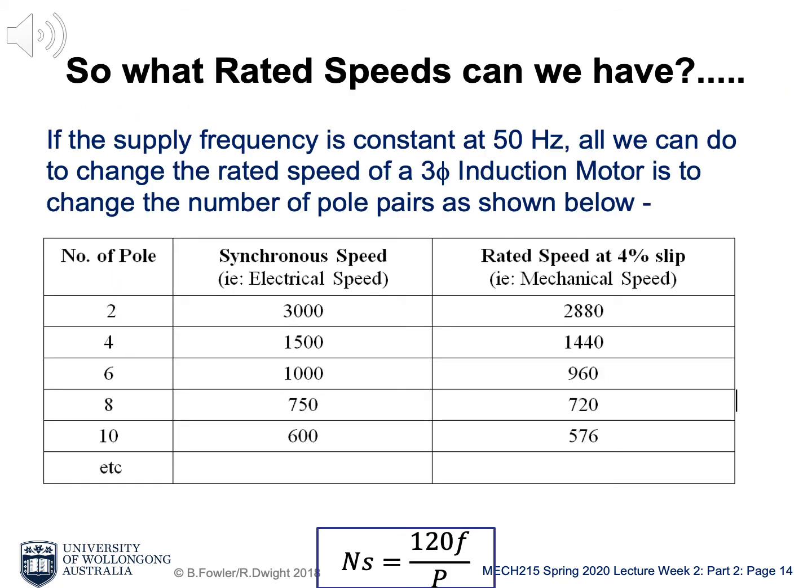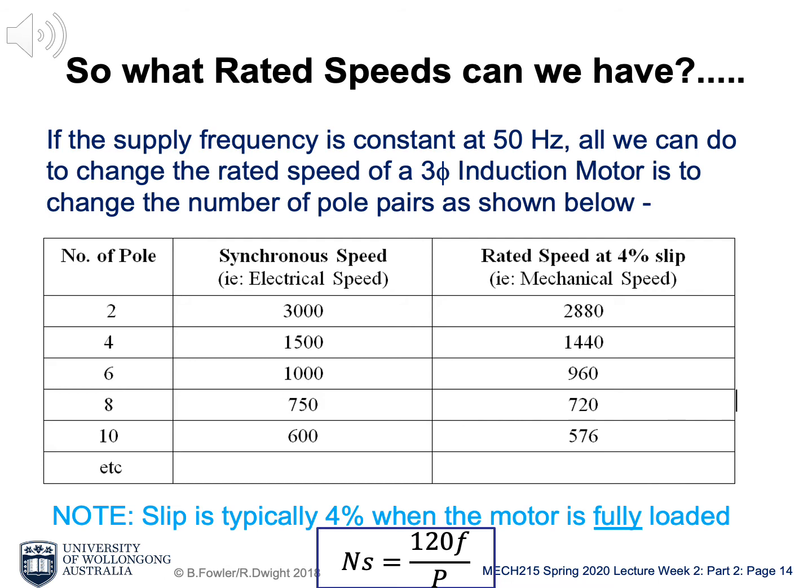From the formula, Ns equals 120 F over P. F is 50 Hertz in Australia, and the number of poles can be 2, 4, 6, 8. We can then come up with the normalized nominal speed in the catalog. The synchronous speed can be 3000, that's 2 poles, going down to around 600, that's 10 poles. And the slip is normally 4%. That's when the motor is fully loaded at the nominal loading point.